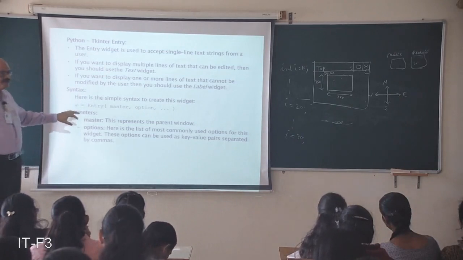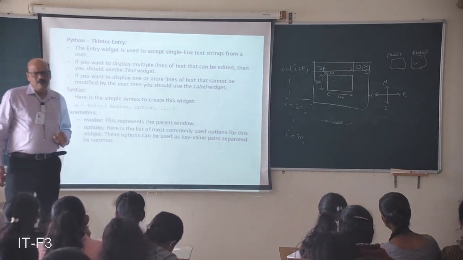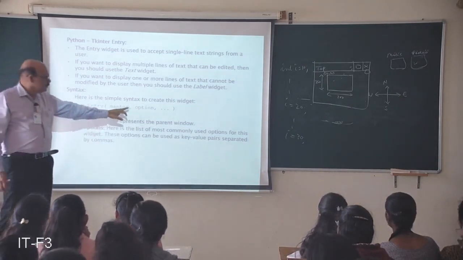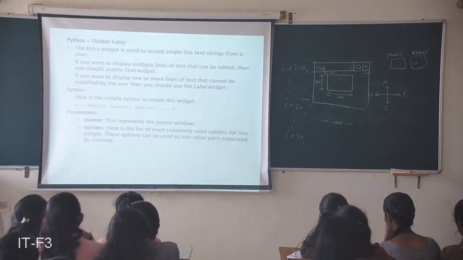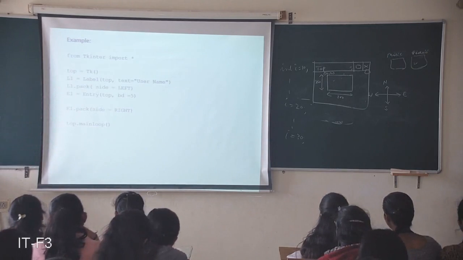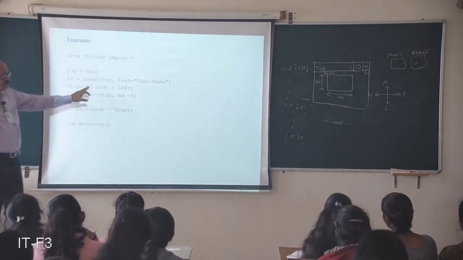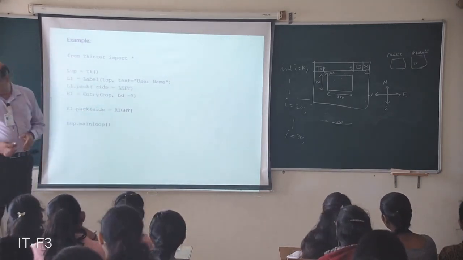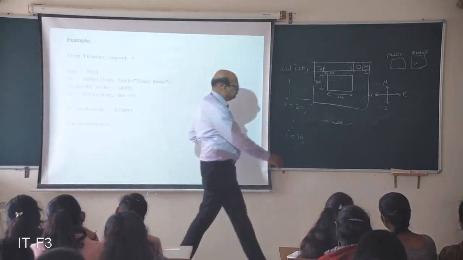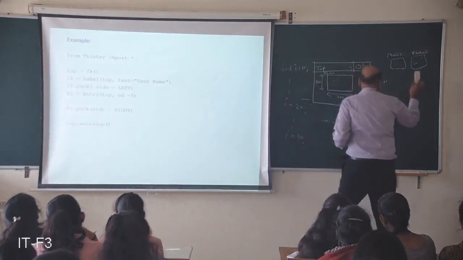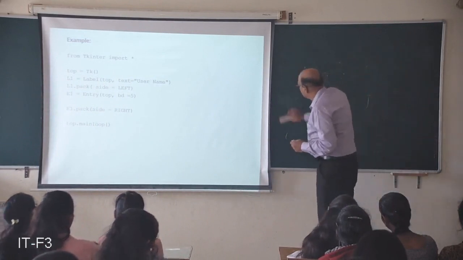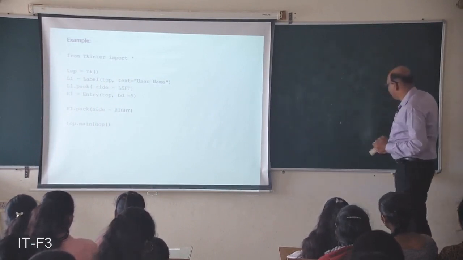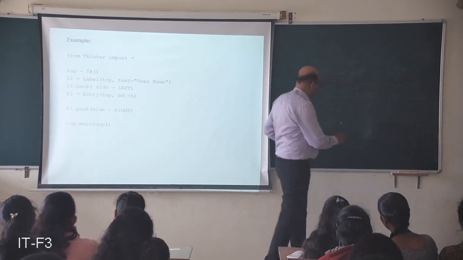Now if you see, the options are the same: top level window and then options. Options are key value pairs as usual. Now let us see a simple example. First we are creating a label. Now if you see how this GUI interface we are creating, first we are creating a top level window as usual.